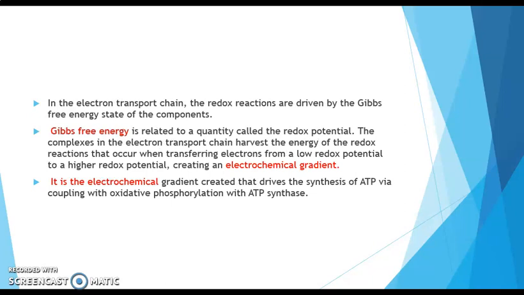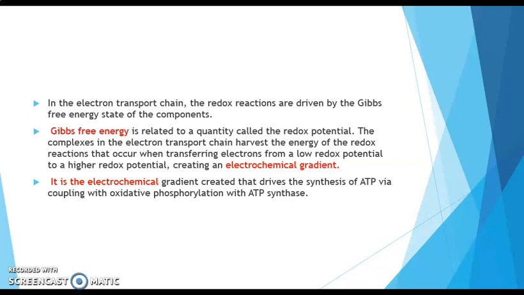In the electron transport chain, the redox reaction permits the movement of H plus ions from the electron donor to the electron acceptor, and these redox reactions are driven by the Gibbs free energy state of the components. I think you have studied Gibbs free energy in plus 2. This Gibbs free energy is related to a quantity called redox potential.